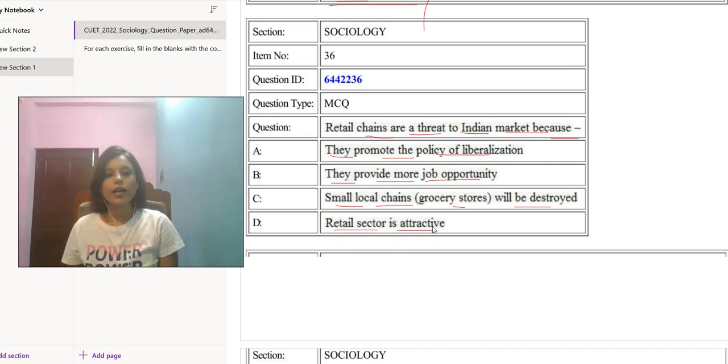See, the retail chains can be seen as a threat to the Indian market because they can potentially lead to the destruction of small local chains or grocery stores, which we have already seen in day-to-day life. This is because the retail chains often have greater resources and economies of scale, which can make it challenging for smaller businesses to compete effectively. However, it's important to note that the impact of retail chains on the Indian market can vary depending on various factors and perspectives. So yes, our answer would be C. Moving over to the next question.